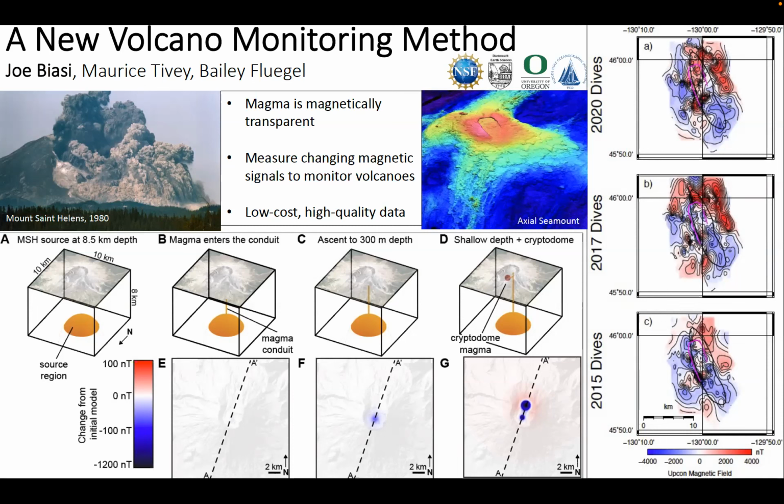With that kind of data and that kind of coverage, we can start to link magmatic changes to earthquakes or to landscape changes. You have a bigger picture, basically. That's all I got. Thank you.